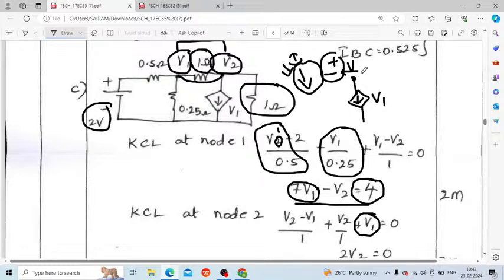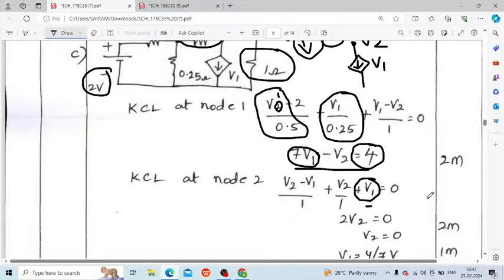So if you have any node present and for that node if any dependent sources are attached, what is going to happen is that this voltage will become equal to this dependent source. That means this V2 will become equal to V1. That is why here we have written it as V1, right? Here we have written it as V1, right?